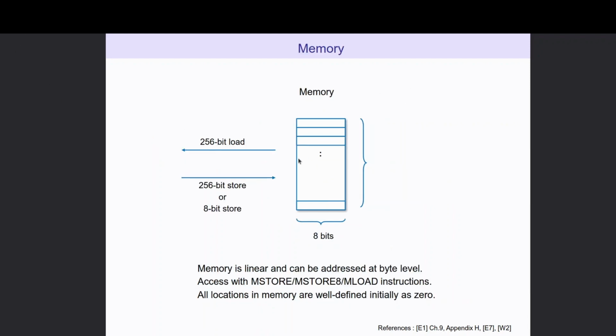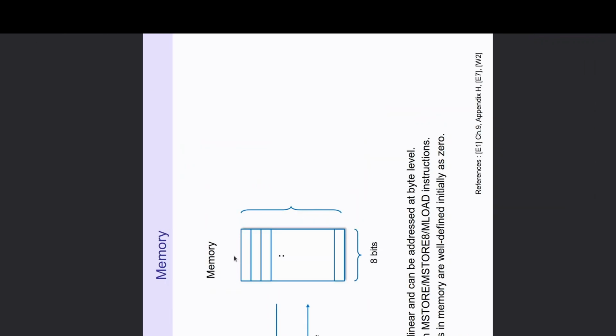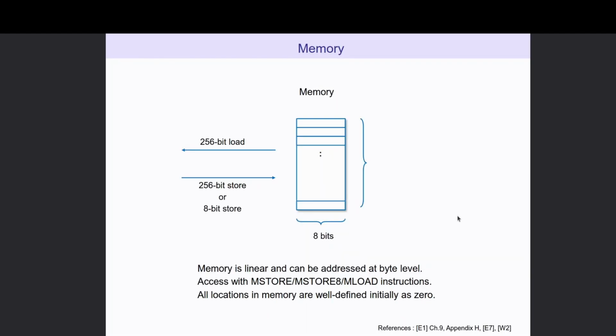Next, we have memory, and this is a bit unfortunate because on this slide it is depicted similarly to the stack. However, you can think about memory more as a continuous array of data. As I said, this is linear and can be addressed at byte level, so you can take one single byte from the whole array of memory and override it.